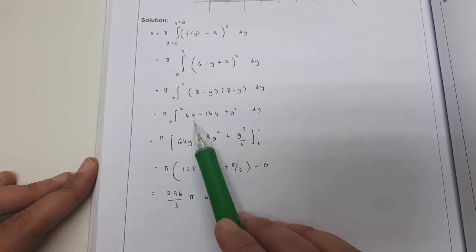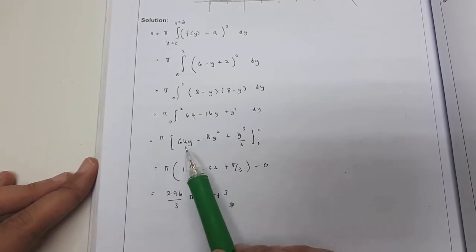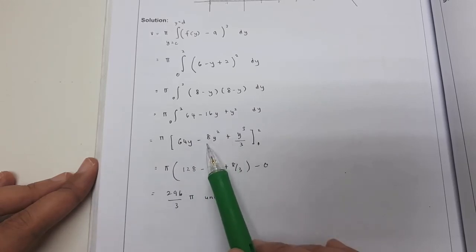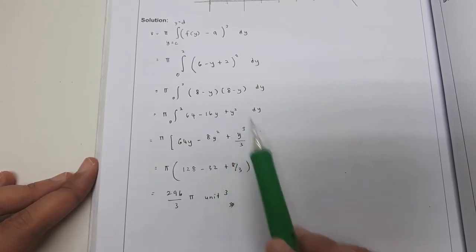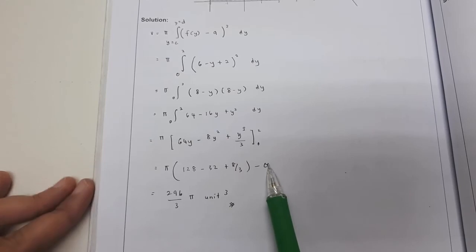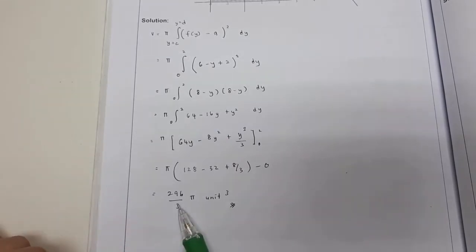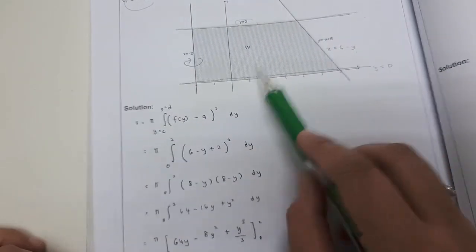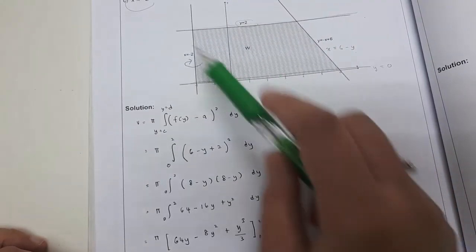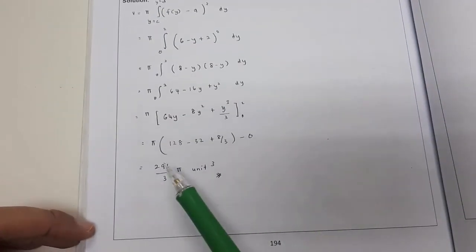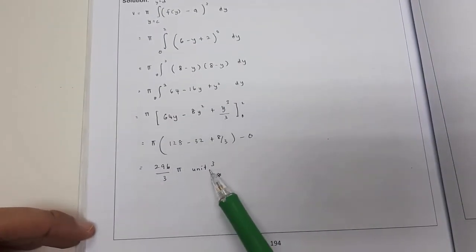Integrate term by term. Integrate 64, we get 64y. Integrate 16y, we get 8y squared. Integrate y squared, we get y cubed over 3. Substitute 2, minus the substitution of 0, which equals 0. And finally, the volume of the solid generated from W when revolved about the line x equals -2 is 296/3 pi unit cube.